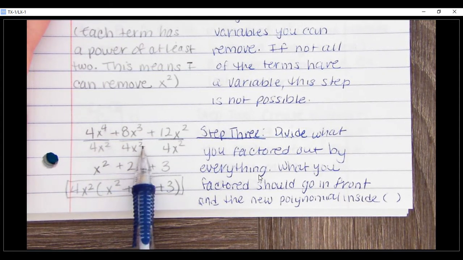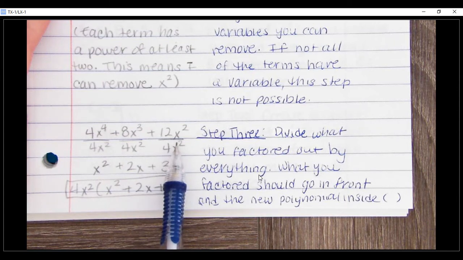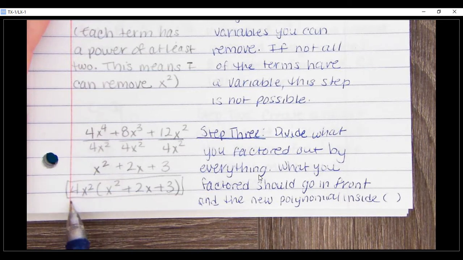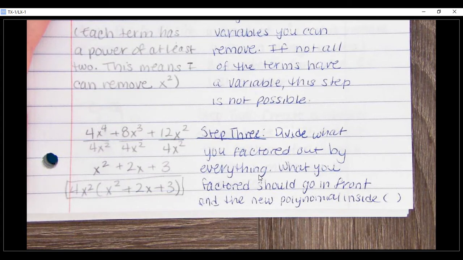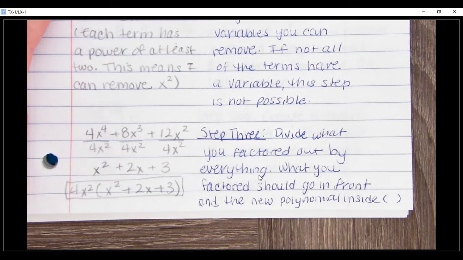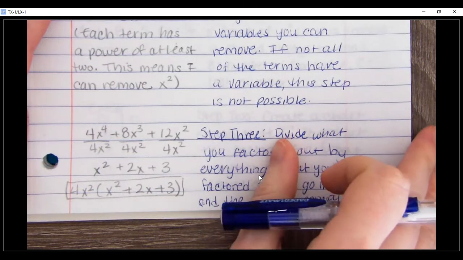x to the third divided by x to the second is just going to be x, and x to the second divided by x to the second is nothing at all. So what I did was I rewrote what I factored out in front, so 4x squared, and then I rewrote what I now have, which is x squared plus 2x plus 3, in parentheses. And you're done. So that's factoring out the greatest common factor. And you will do this for anything besides the next few examples that I'm going to give you. So pretty much everything besides proper trinomials, which is where we're going next, after a few examples, of course.